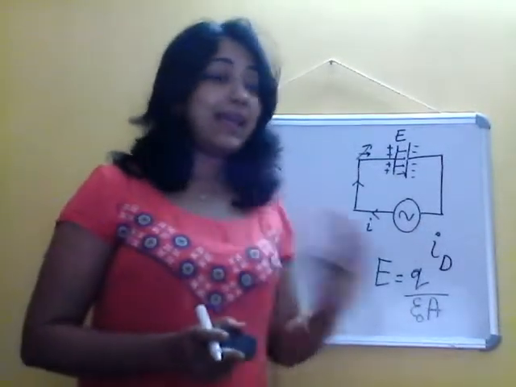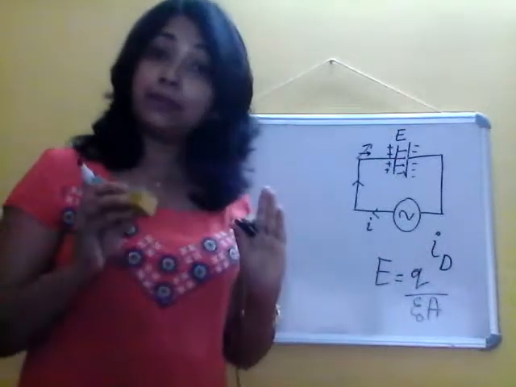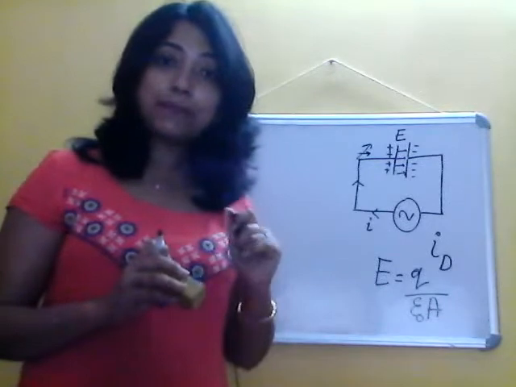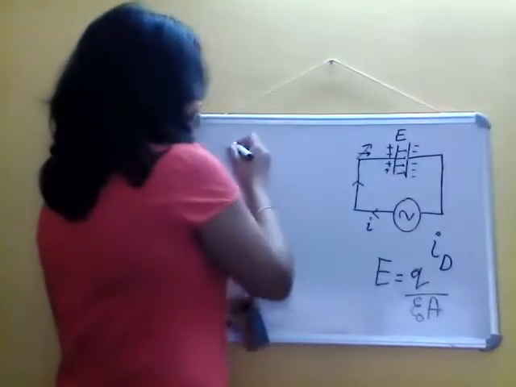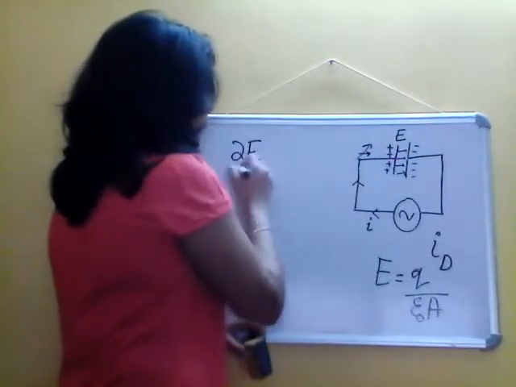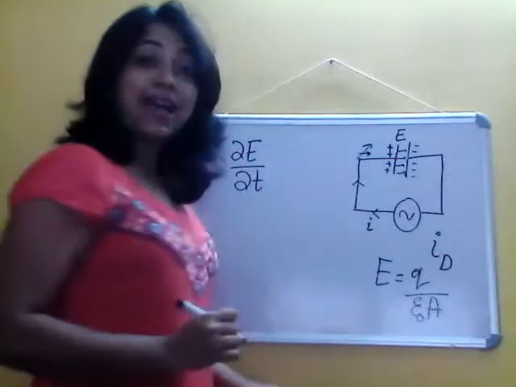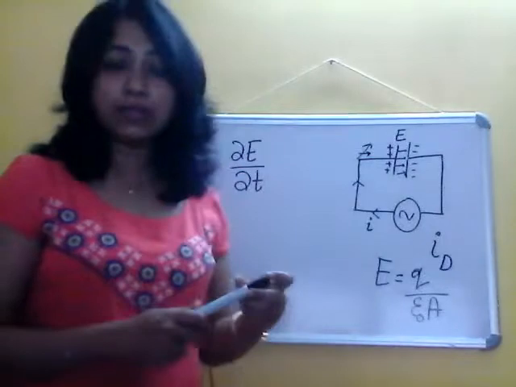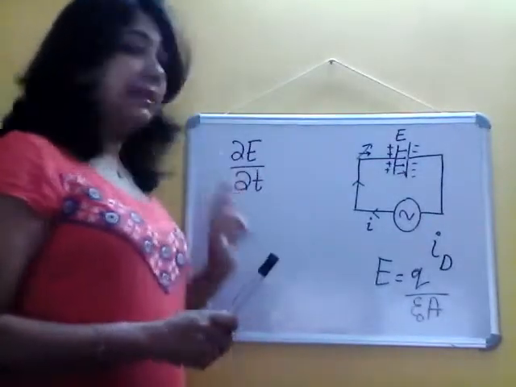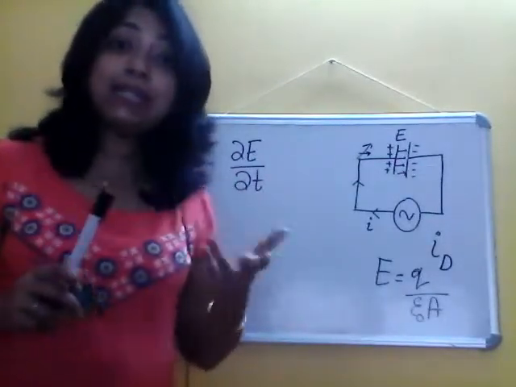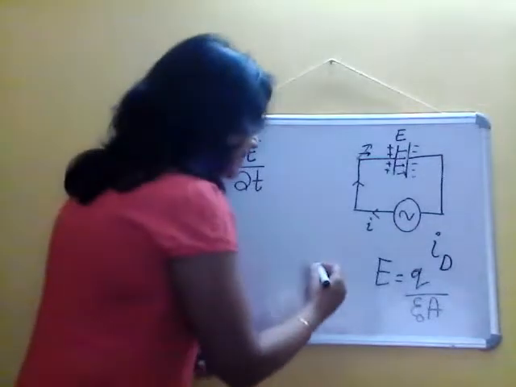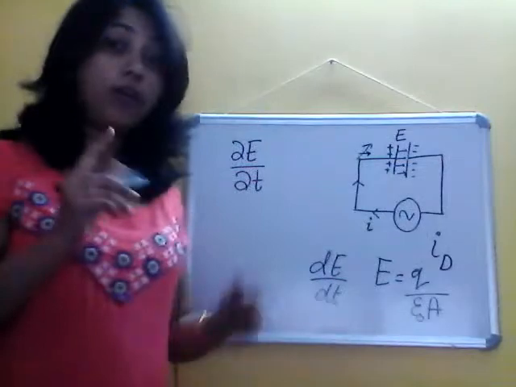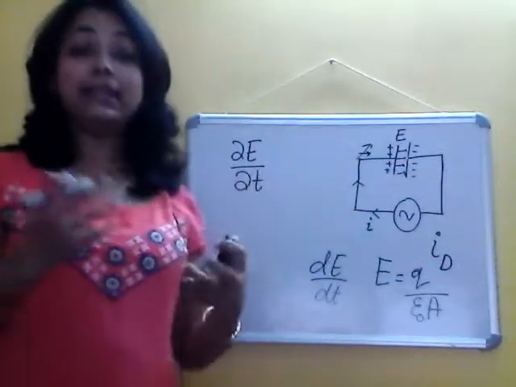He said that this electric field has been created, fine, but this electric field is not fixed. It is changing with time. And how is it changing with time? It is changing as ∂E/∂t. Now you might be wondering, students, why am I writing ∂E/∂t? Why not dE/dt? Why have I used the partial derivative ∂E/∂t?